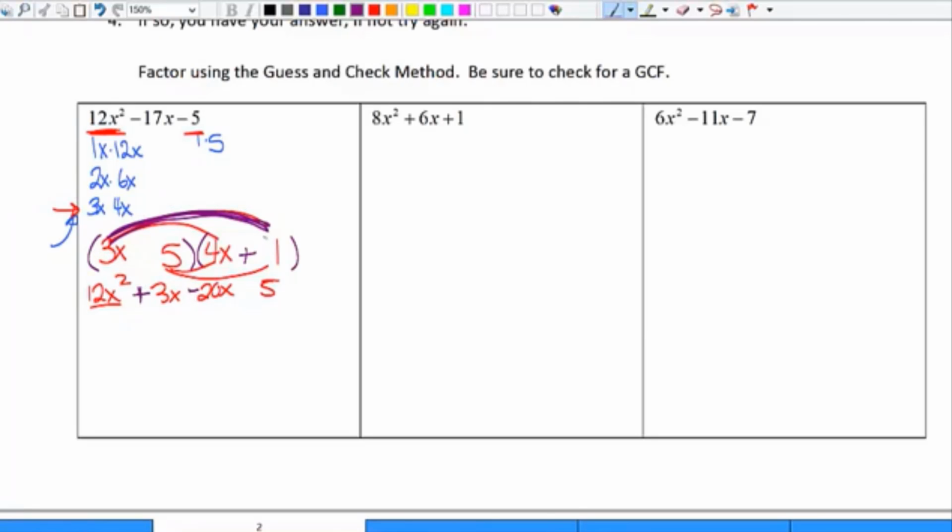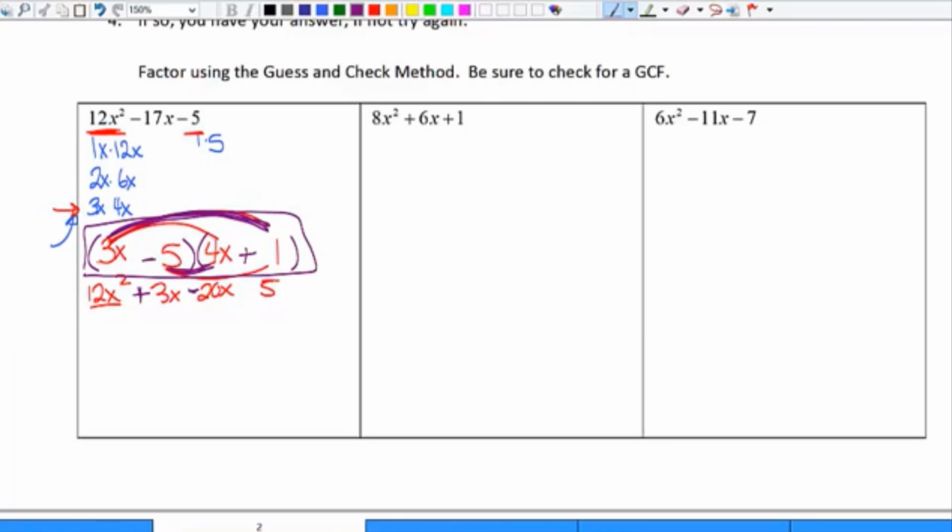But that's because it's FOIL, F-O, outside before inside. And this negative went to that side to make the 20, because that's the 20. So that confused me a little bit, but nonetheless, I got my answer. So this is your solution.